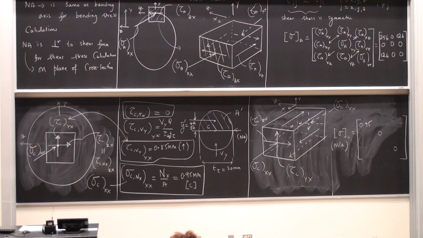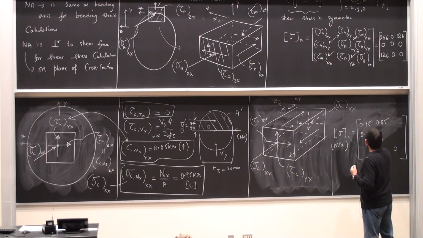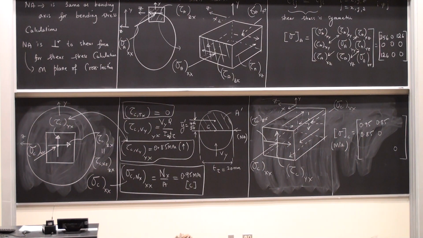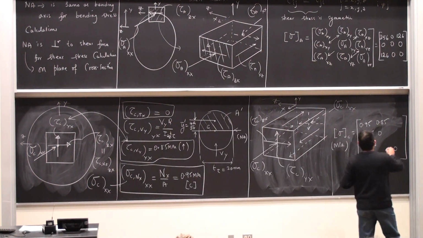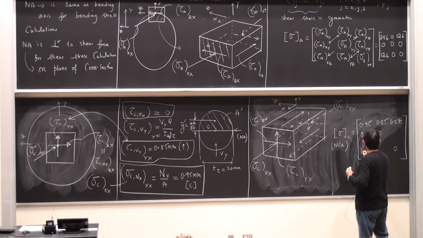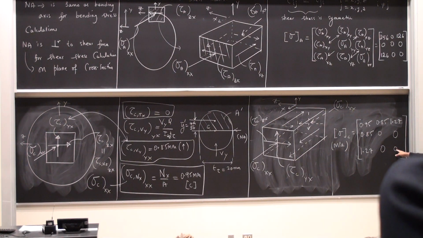Tau yx and tau xy are the same, so I can just directly fill it out as 0.85 megapascals. Tau xz and tau zx are the same, so I can fill it out as I had written it somewhere, but I think it's around 1.27 megapascals. Zero. Once again, very last one, okay? All the normal stresses are on the diagonals. There's only one normal stress in the x direction, so the rest of them are 0.